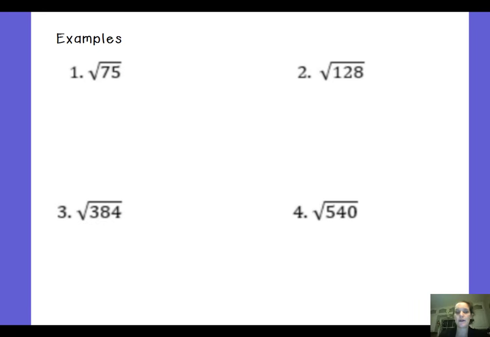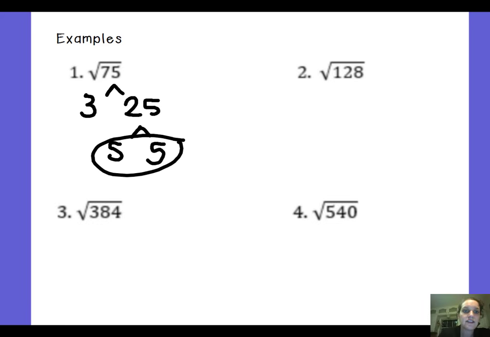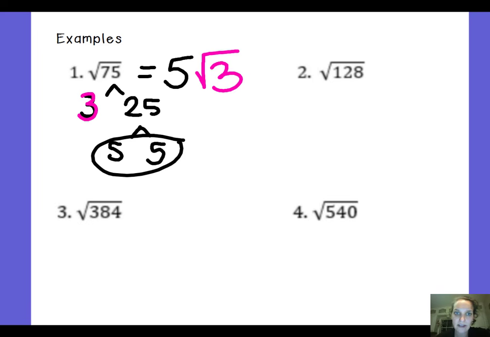Let's work some examples. Okay, 75. I think 75 is a multiple of 25. 3 times 25 gives me 75. Oh, how nice. 25 is 5 times 5. That's a perfect square. So if I circle my 5's, I'm going to write one of the numbers that I circled outside, which I also should hopefully know that the square root of 25 is 5. And then remember that poor number that doesn't have a buddy, he doesn't get circled. He has to stay underneath the radical. So the square root of 75 is 5 root 3.